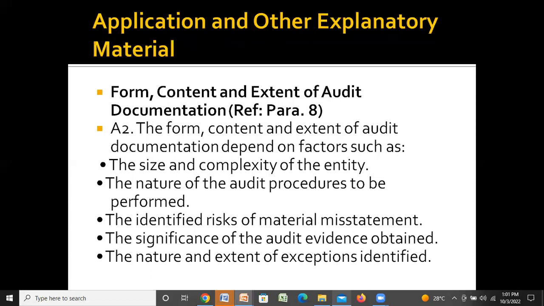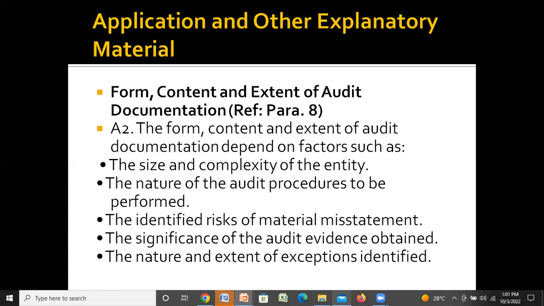All right, so that is the end of the standard, even though there is what we call the application and other explanatory material, which basically supports the main requirements of the standard. So I looked at those application and other explanatory material. I see some information that is very germane that can help us. So I tried to pick those.